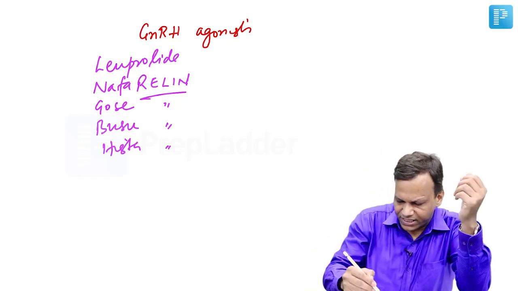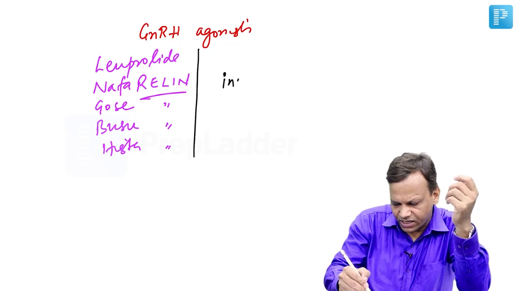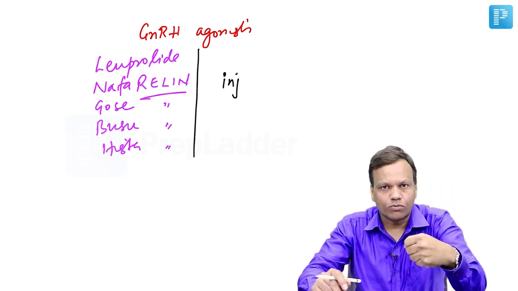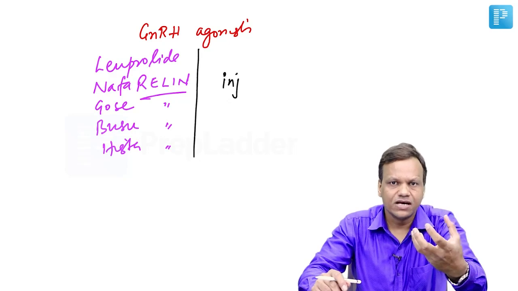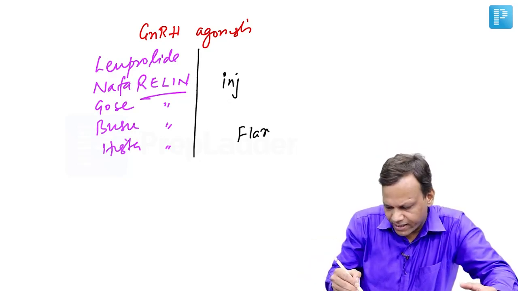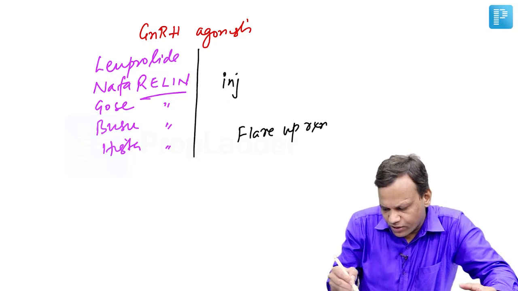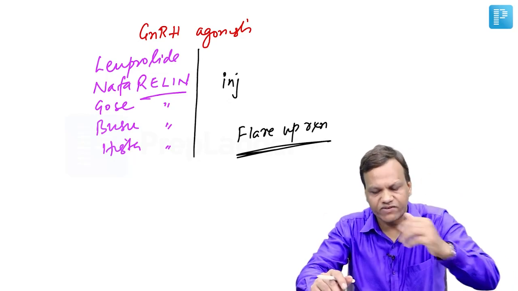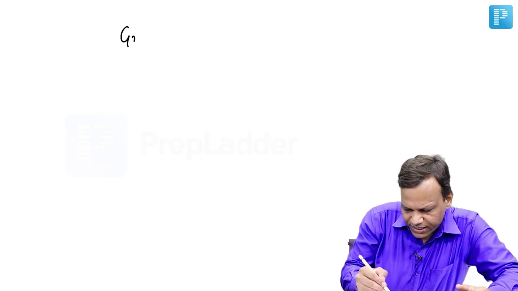But all of them are injectable drugs. None of them is effective orally. But the problem is, when we want to decrease sex hormones, still they will increase for some days. So the initial increase will aggravate the symptoms, that is known as flare up reaction. If we do not want this flare up reaction, we will use an antagonist, because an antagonist will decrease right from the beginning. And what are GnRH antagonists?